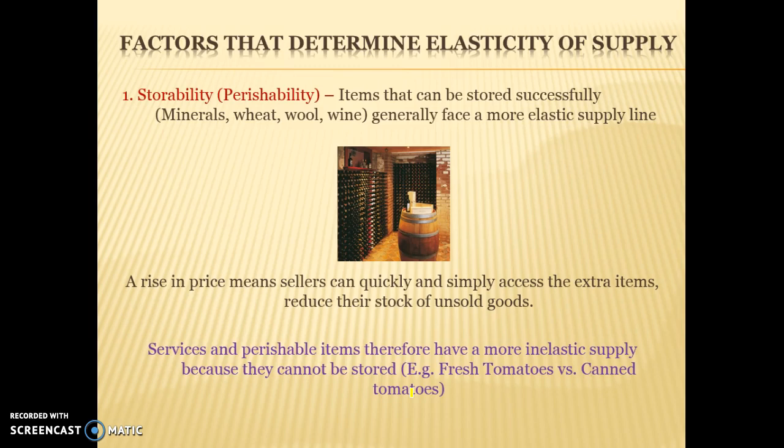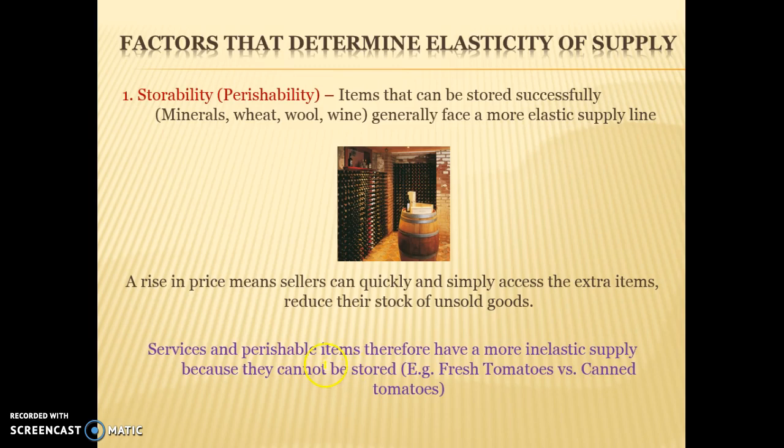Factors that affect the price elasticity of supply. The first one is storability. You'll also hear it referred to as durability or perishability. Items that can be stored, like minerals, wheat, wool, wine, will generally be more elastic, because as soon as the price goes up, even if the price goes from say $10 to $12, we've got all this stock that we can just quickly supply to the market. So a small rise in price can cause a big increase in the quantity supplied.